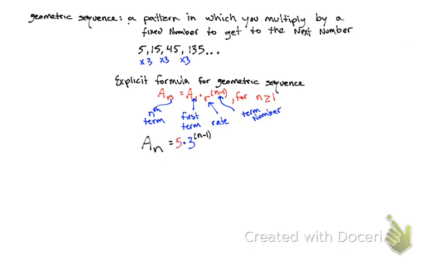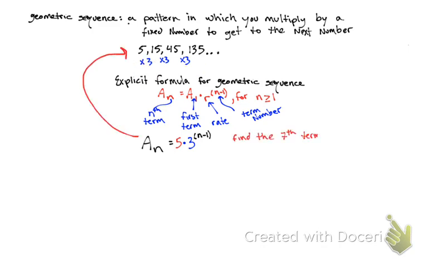So if we're going to write the equation for this one, your first term, a of 1, is 5. Up here we have our first term being 5, and then we're multiplying it by 3. So the first term is 5, your common rate is 3, and then it's n minus 1. So that's the general formula for this pattern.